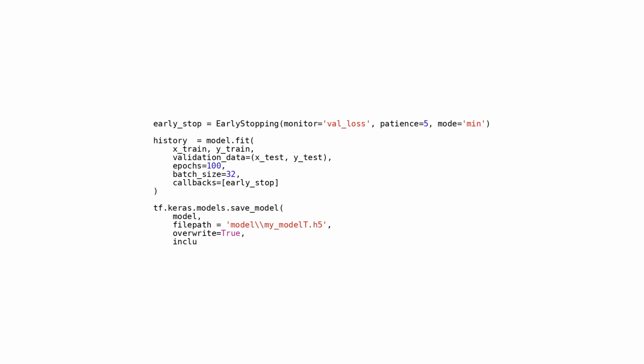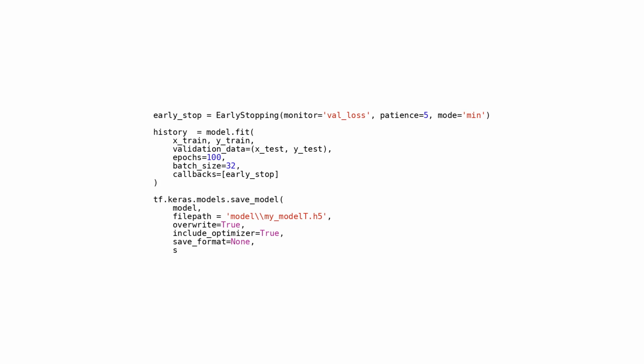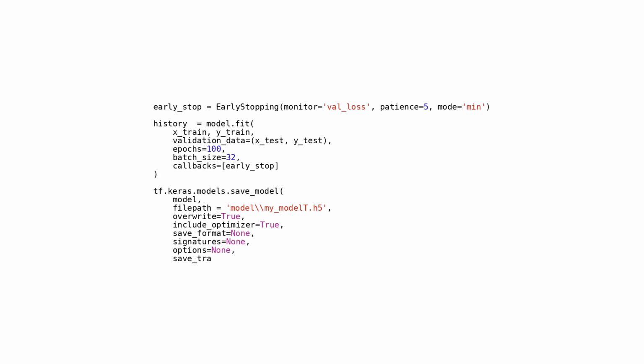In this case, the training is set to run for 100 epochs, each with a batch size of 32. An early stopping callback is added to monitor the training process. Once the training of the model is finished, it is saved as an HDF5 file named my_model.h5 by applying the tf.keras.models.save_model function with defined parameters.